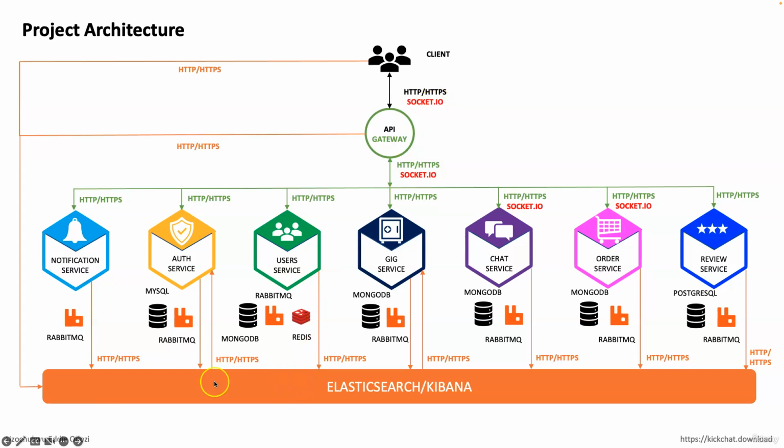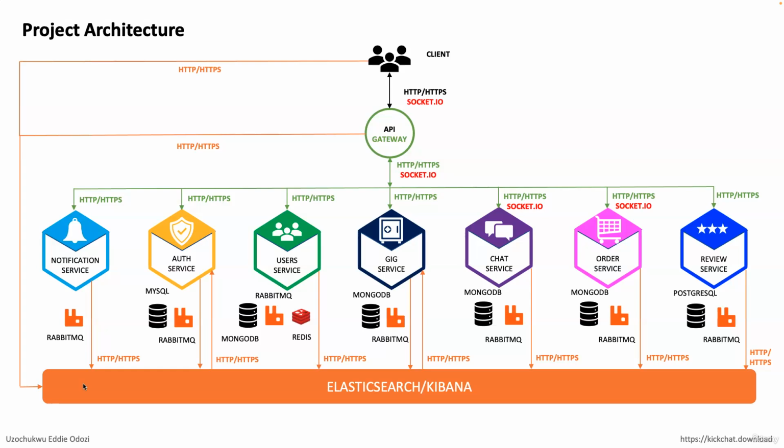Okay, and then down here you can see we are going to have an Elasticsearch Kibana instance. Now, what are we going to do with Elasticsearch and Kibana? Now, Elasticsearch provides a very good search feature. So we are going to add our gig data to Elasticsearch, and then we are going to perform search. If the user wants to search for a particular gig, we are not going to go to MongoDB. We are going to instead use Elasticsearch.